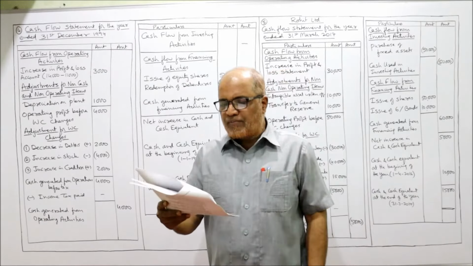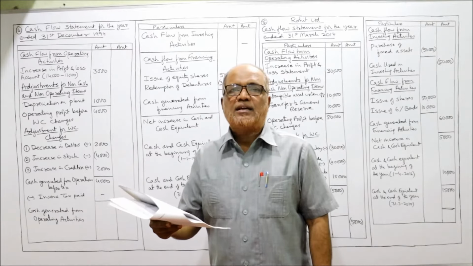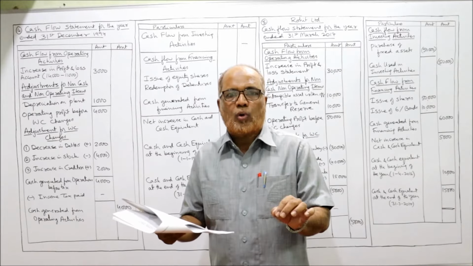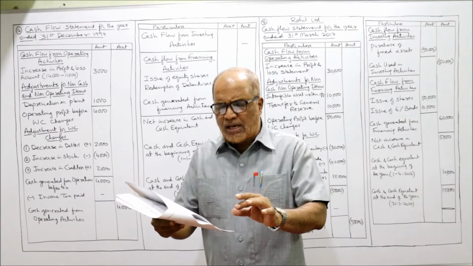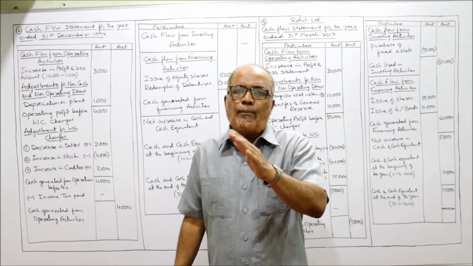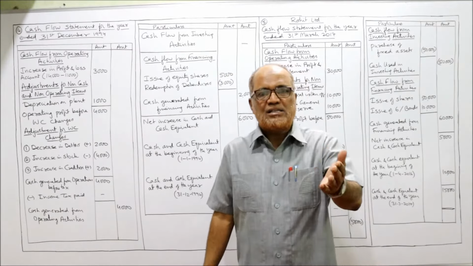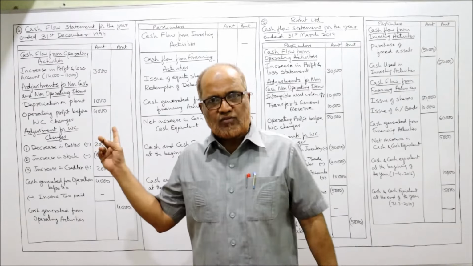Prepare cash flow statement from the following balance sheet as on 31st December 1993 and 1994. The current year is 1994. So we have to make cash flow statement for the year. Only balance sheets are given. 2 balance sheets are given, 1993, 1994. We have to compare each and every item of the balance sheet and see which item is increasing, which item is decreasing. Accordingly, we have to make the cash flow statement.